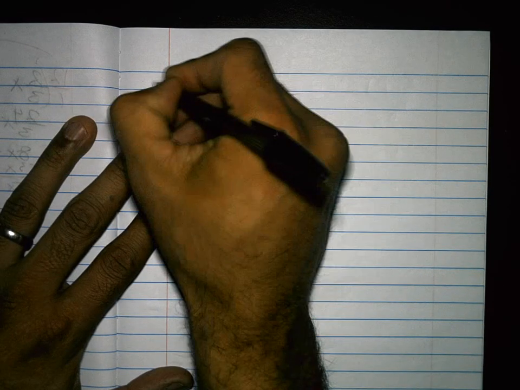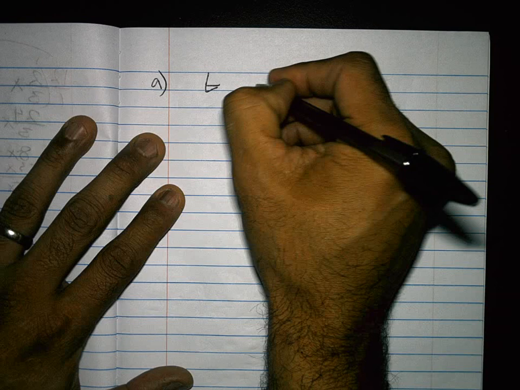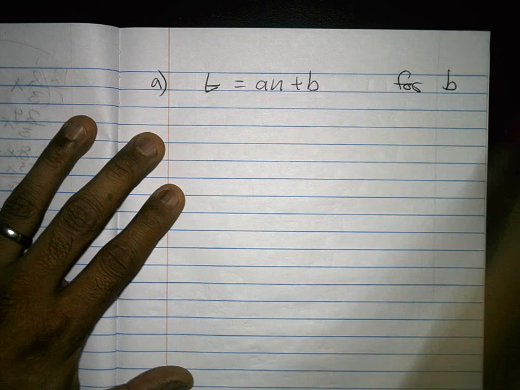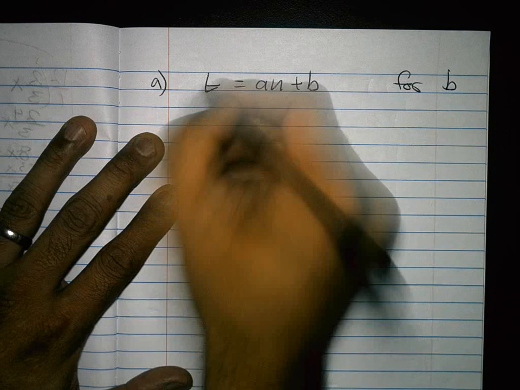we are going to look at some literal equations. Basically, you have more than one variable. So we've got t equals an plus b, and we want to solve for the b variable. So this one's actually pretty easy.